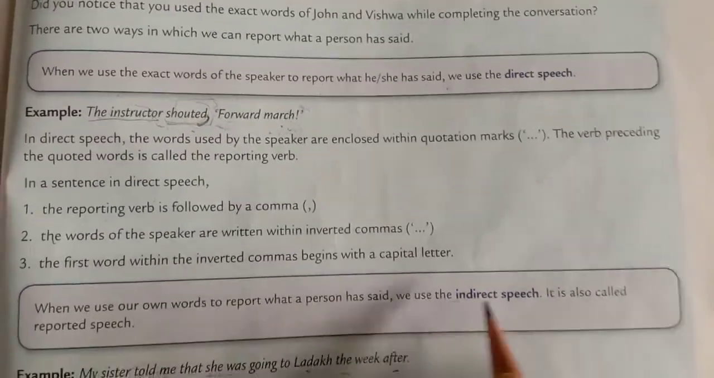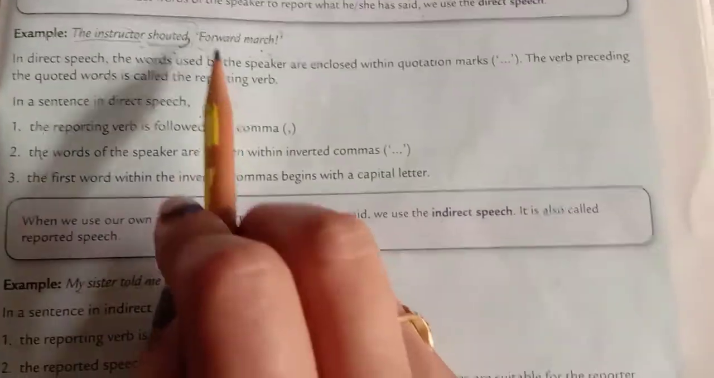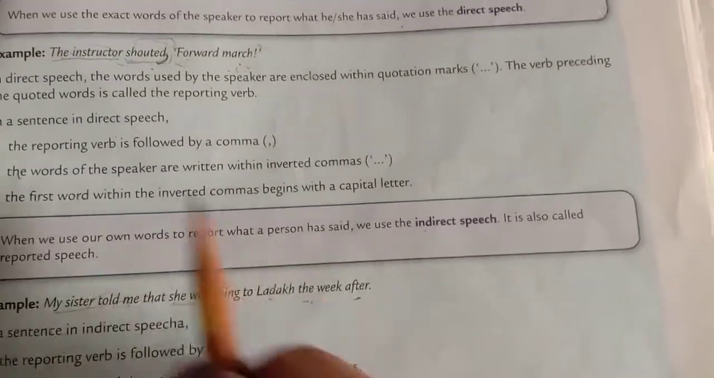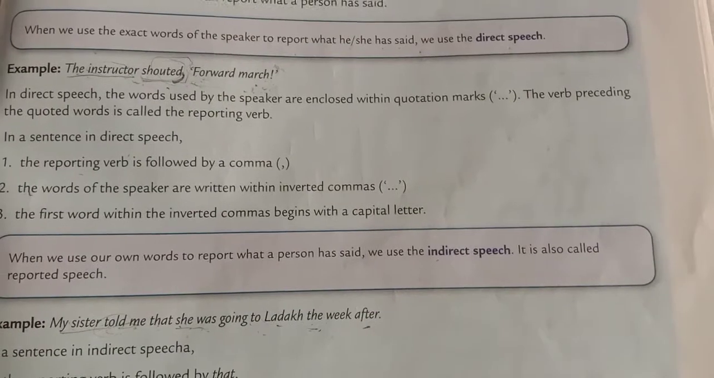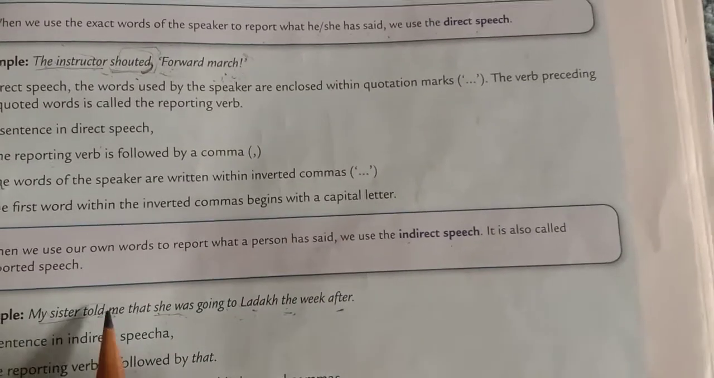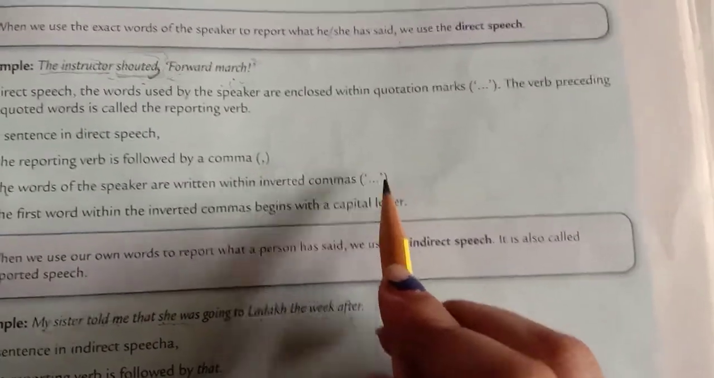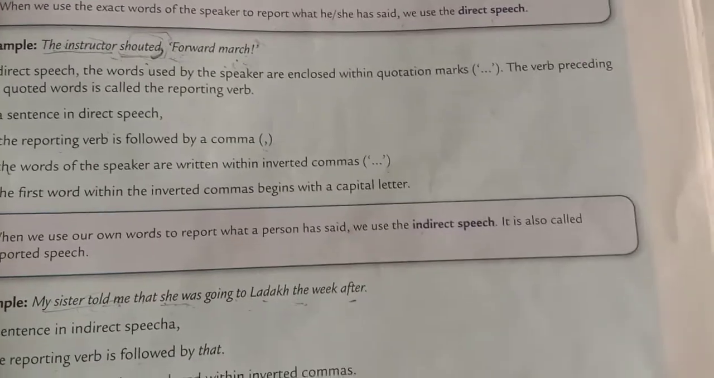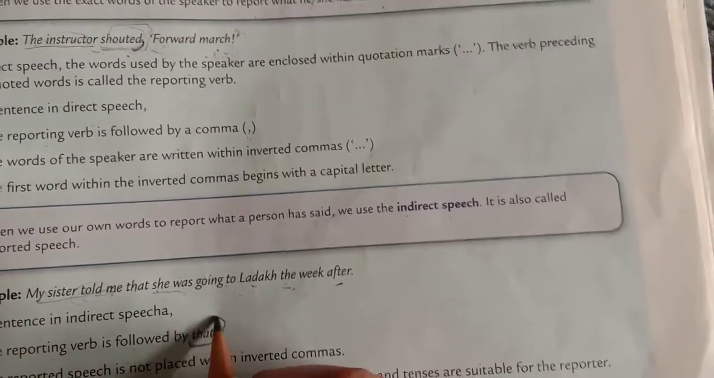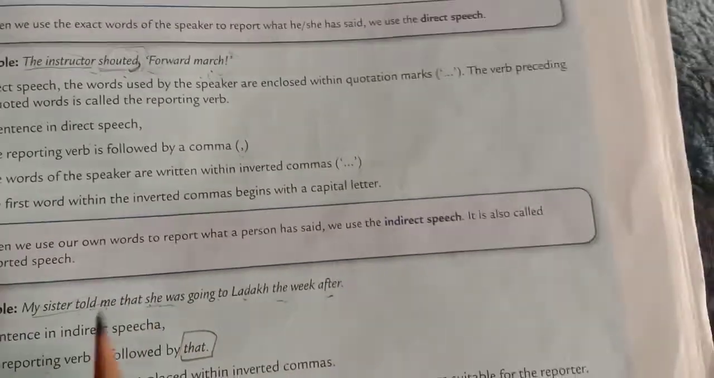Whereas the indirect speech is exactly the opposite. In this, we don't use the speaker's words. We use our own words to report what the speaker had said. So it is called indirect speech, where we will not use any of these punctuations like comma, inverted commas, because we are just telling whatever the speaker had told in our own words. But yes, we use a word that. We introduce this word that when we remove the inverted commas.